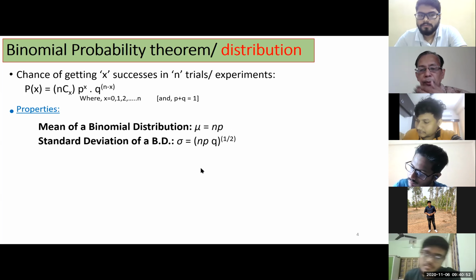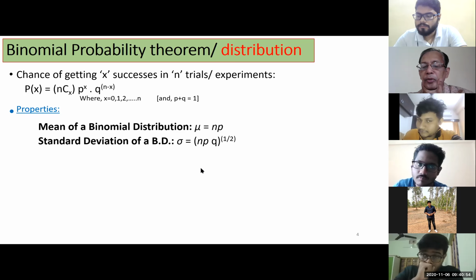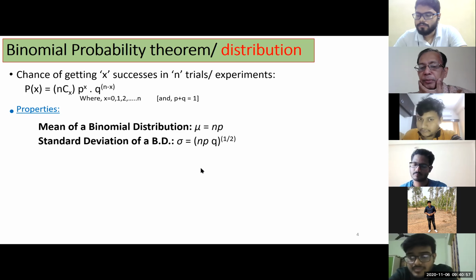Abhijit Devnath, is it possible to tell what could possibly be the variance of the binomial distribution? Can you say?